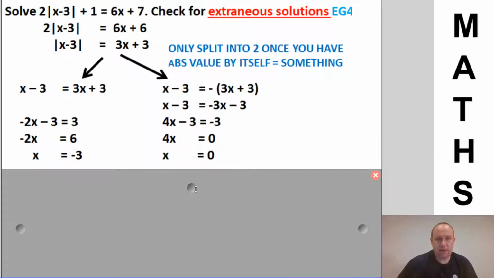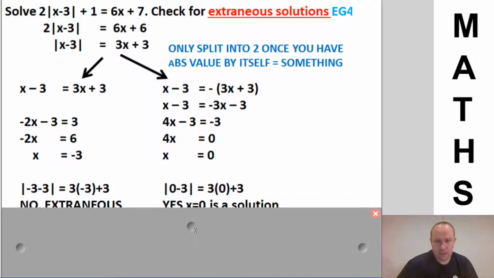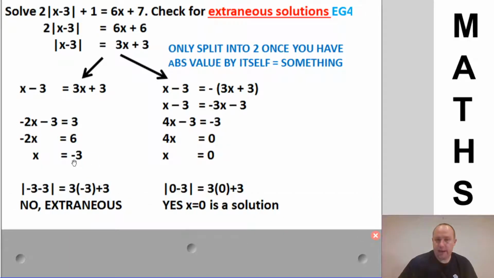And two answers, negative 3 and 0. Plug them back to check. And actually for this one, this does not work. Negative 3 take away 3 is negative 6. The absolute value of negative 6 is 6. 3 times negative 3 plus 3 is negative 6. So 6 does not equal negative 6. So this one is an extraneous solution, but 0 is good.